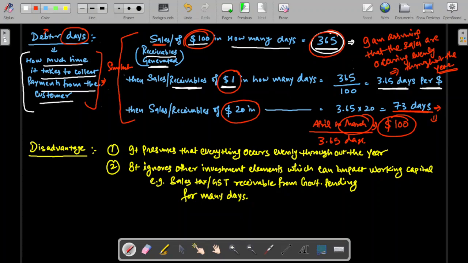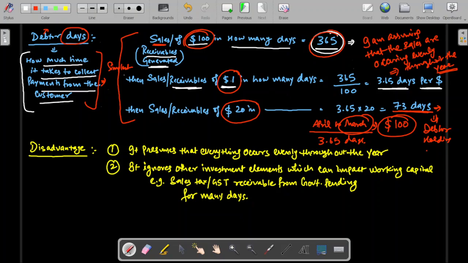So this is our debtor holding period. Debtor holding period means the receivable holding period. It is the days for which I am not getting my payments from the customer. It is since the last 73 days that I got my last payment from the customer. Since these $20 are pending to be received as on 31st March, and I am generating every $1 in 3.65 days, it is almost 73 days since I had received my last payment from the customer.